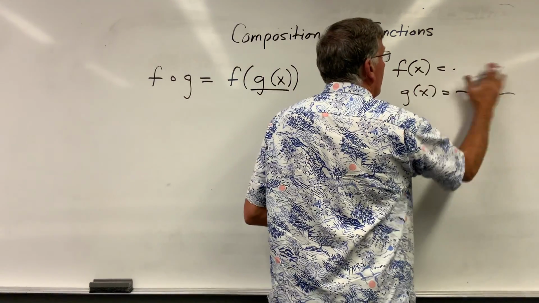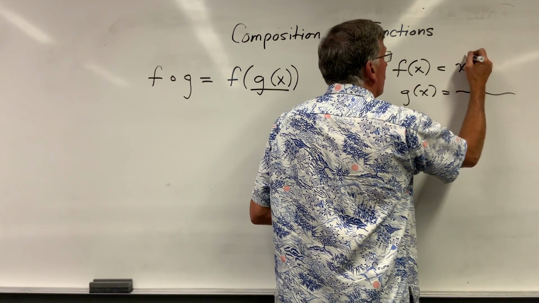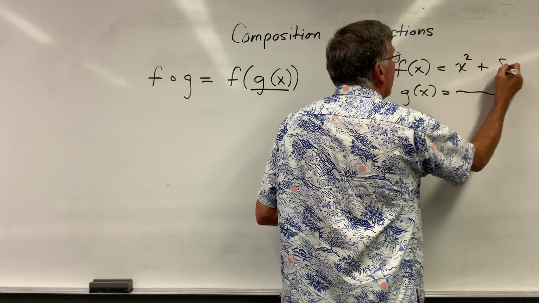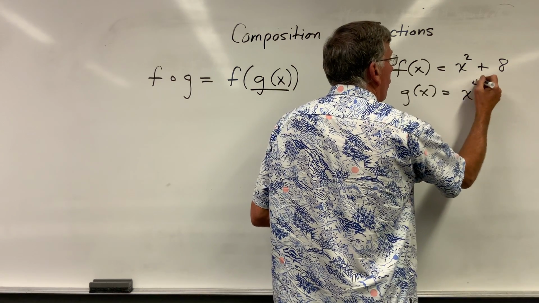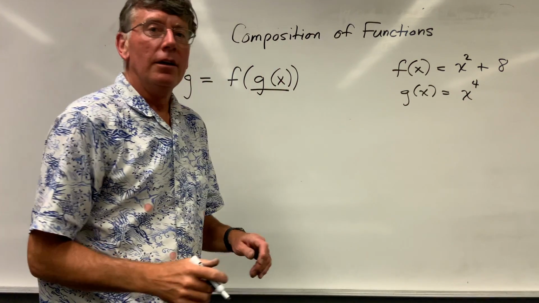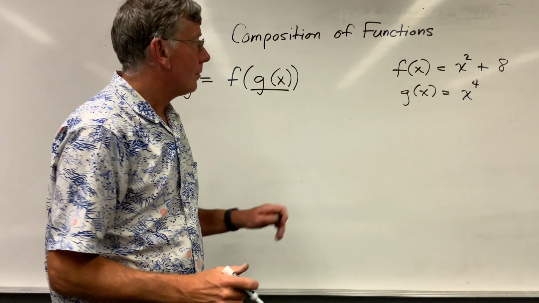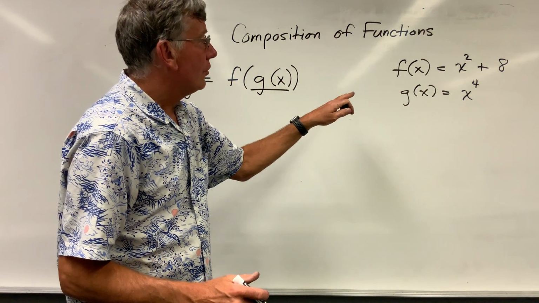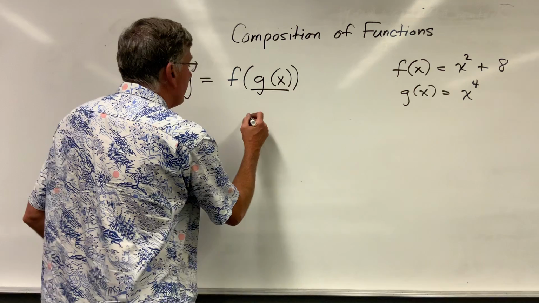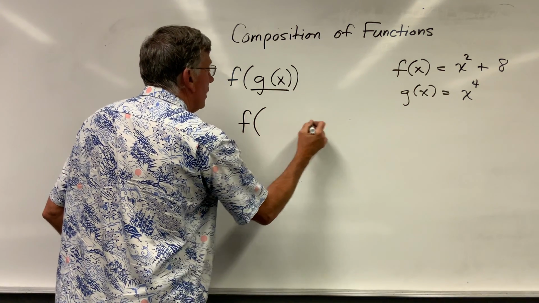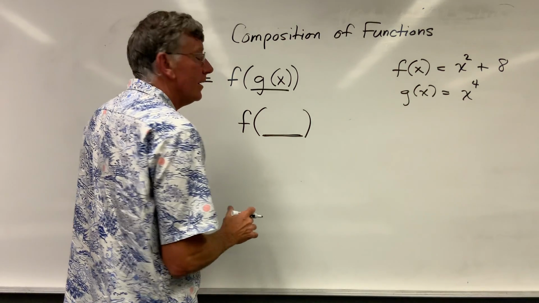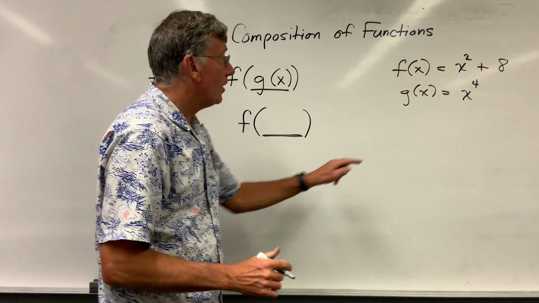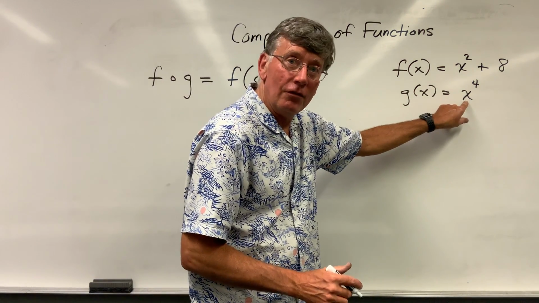Here's an example. Let's suppose f of x is x squared plus 8. And g of x is x to the 4th. When I take f of g of x, I'm going to take f, and in this slot here, I'm going to write g of x. But g of x is x to the 4th.